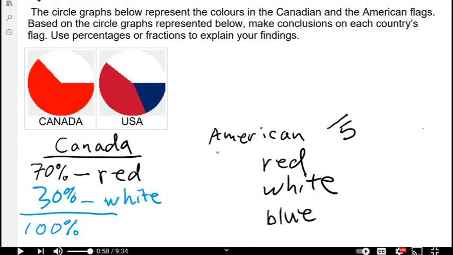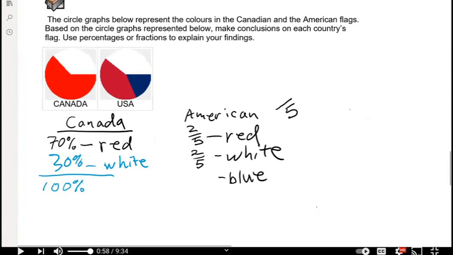Good. That's right. Good job. 2/5. Now, we say that 2/5 are red. So how much should we have for white? Anyone? Okay, good job, Donovan. 2/5. So how much should I have for the blue? How much should I have for the blue section? Anyone? Very good.